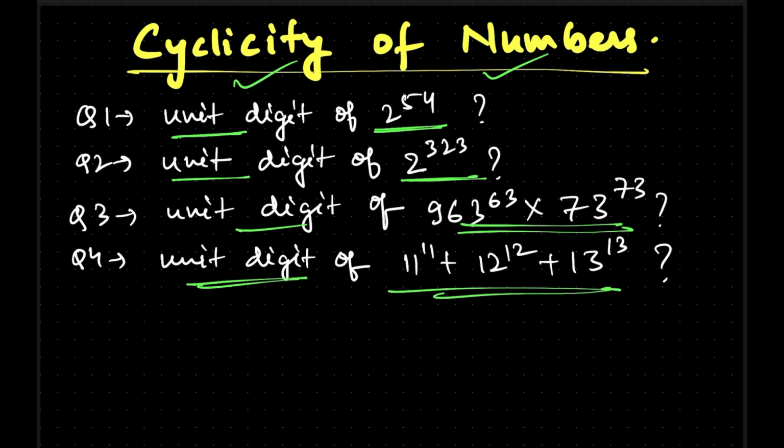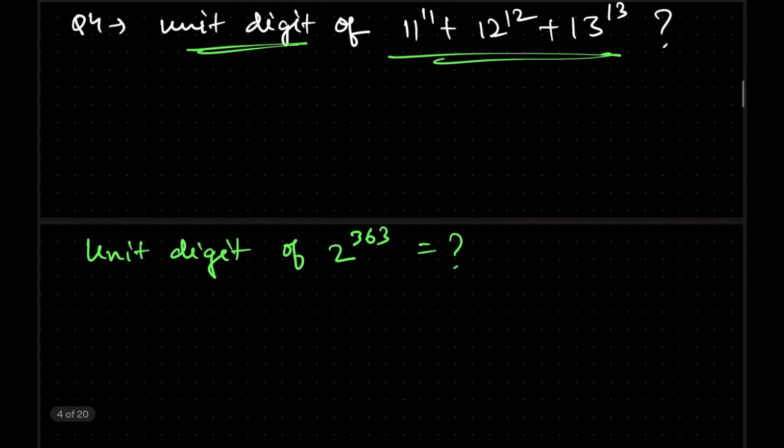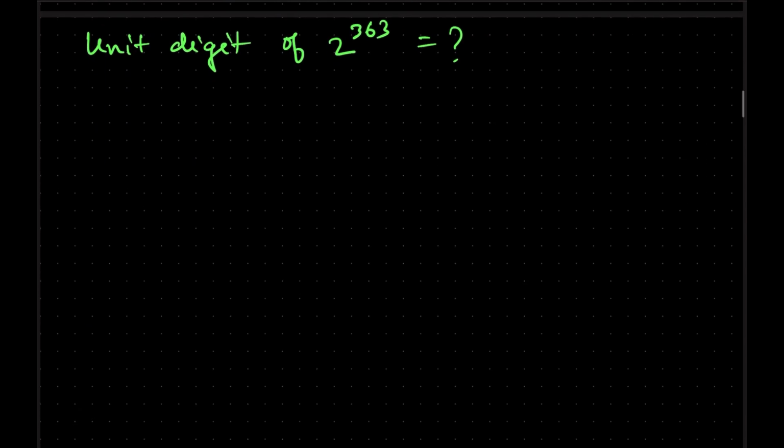You can't find these manually by multiplying. These numbers are so big that you can't even try to multiply such a big number. So we will see how we will do this. Suppose the unit digit of 2 to the power 363.